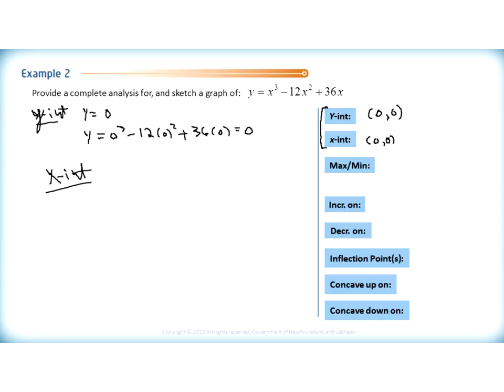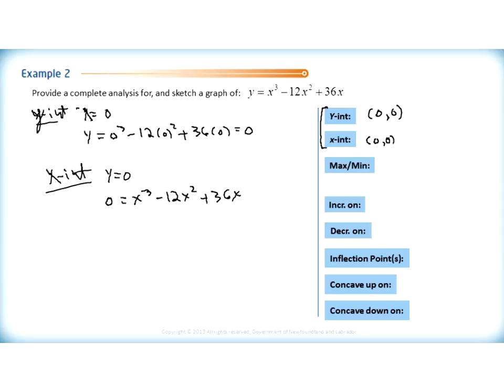Okay, so to get our x-intercepts, up here, look, I even wrote y equals 0. Yuck, not awake yet, I suppose. Now I'm going to do my x-intercepts by letting y equal 0. So I have 0 equals x cubed minus 12x squared plus 36 times x.